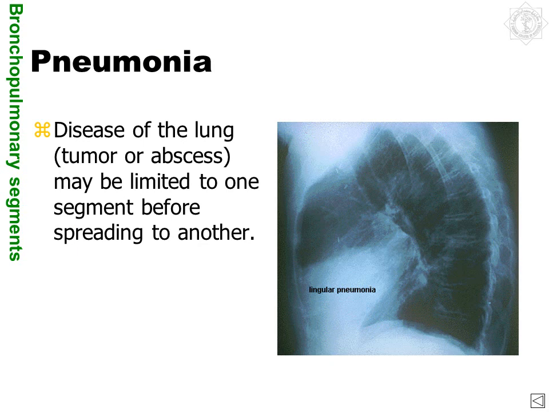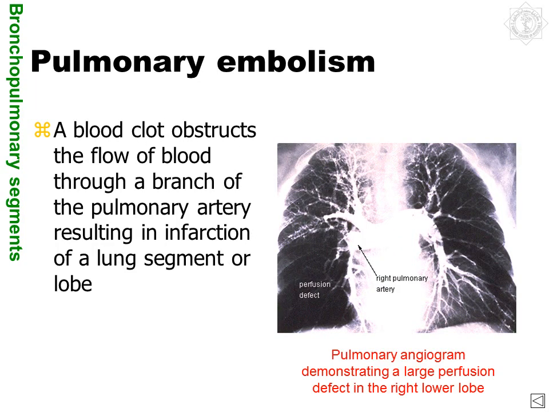Disease of the lung, such as a tumor or abscess, may be limited to one segment before spreading into another, as in this figure. A blood clot obstructs the blood flow through the branching pulmonary artery branches and may result in infarction of the lung, which means death of the lung. There will be no blood supply to the lung.